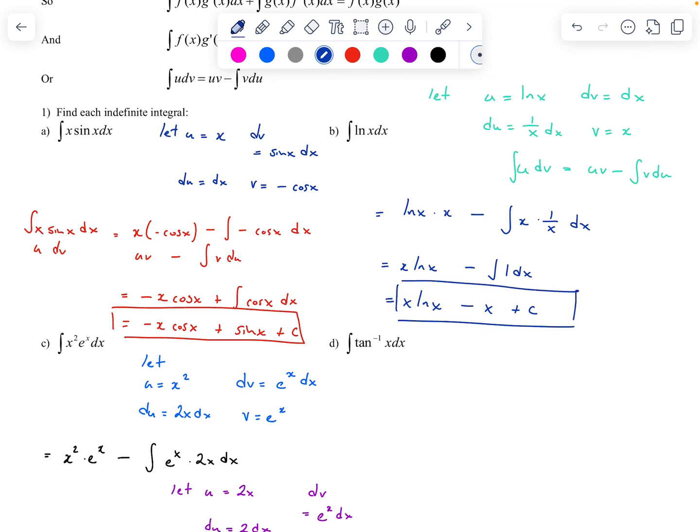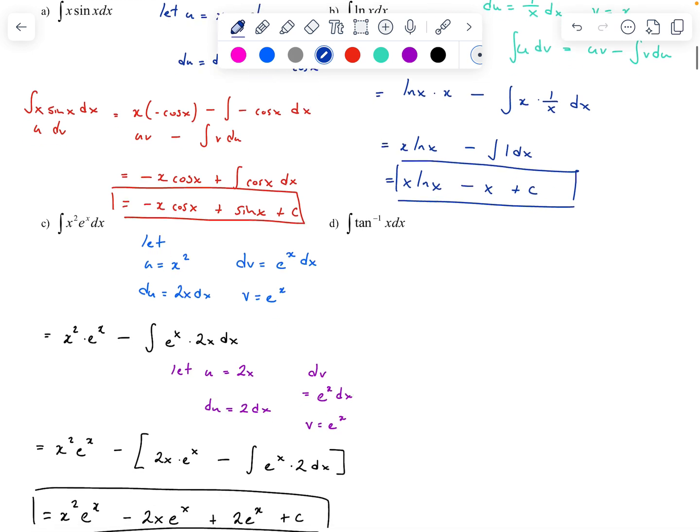And if you feel like checking it, you can. Take the derivative and make sure the derivative of that is ln x. So ln x, not obviously integration by parts. Arctan, question D here, is also not obviously integration by parts. But all the inverse trig functions can be integrated by parts.